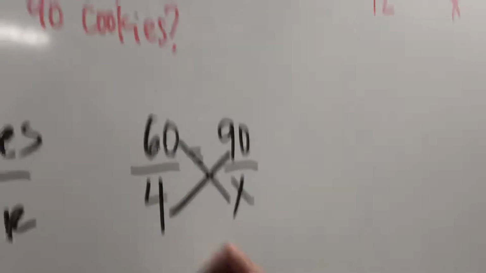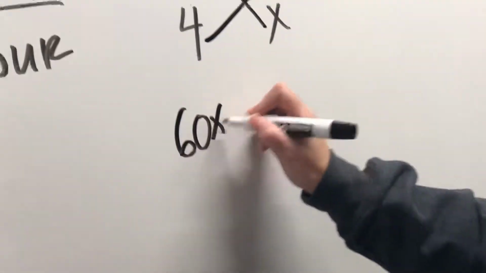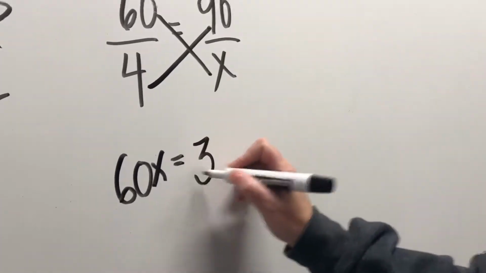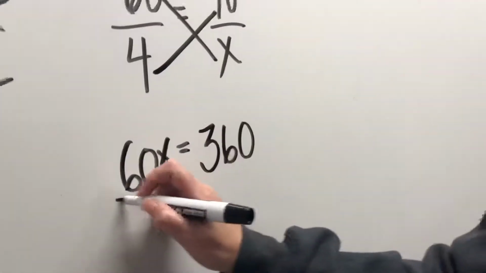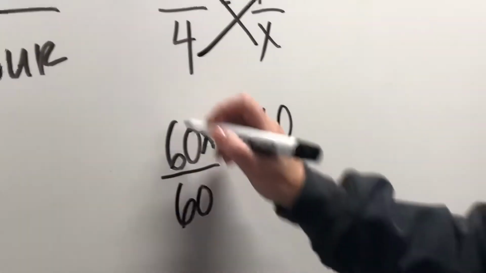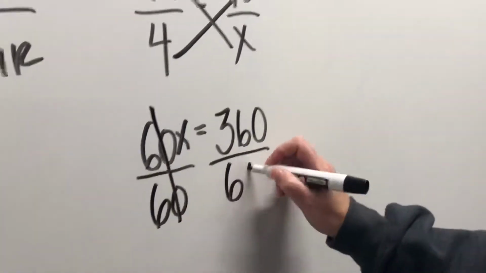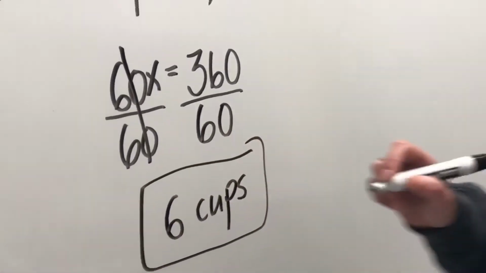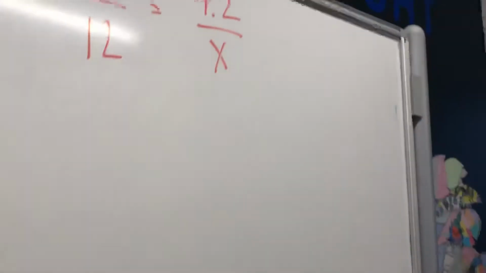I'm going to cross multiply. 60x is equal to 4 times 90. 4 times 90 should be 360. I'm going to divide both sides by 60, and the answer is 6 cups of flour. Okay? Now, fourth problem. This is just a simple proportion.